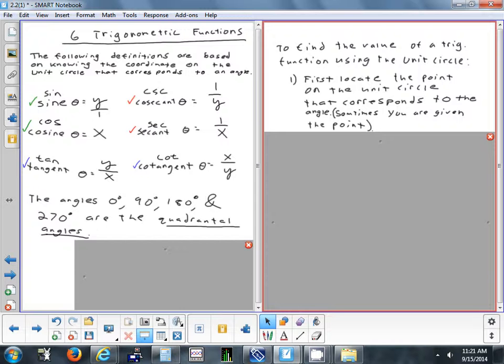Sometimes I will give you the point. Okay, for today I want you to try angles other than these four. But since I haven't taught you how to find the coordinate yet, I'm going to have to do step one for you. I will give you the coordinate. Tomorrow I'll teach you how to find it.